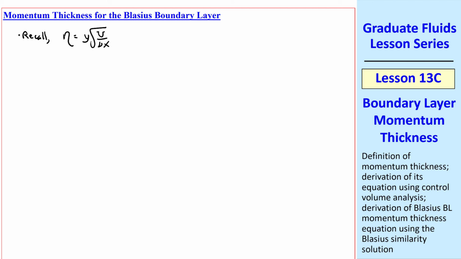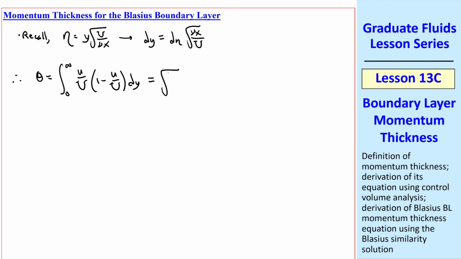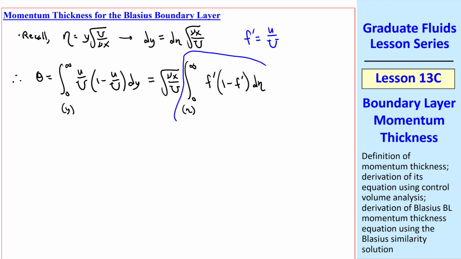Recall our similarity variable eta, so we can write dy as d eta square root of nu x over U. So theta becomes square root of nu x over U, integral from 0 to infinity, now in terms of eta rather than y, and knowing that f prime is u over capital U for our Blasius similarity solution, this becomes f prime times 1 minus f prime d eta. Well, we can integrate this integral by parts.